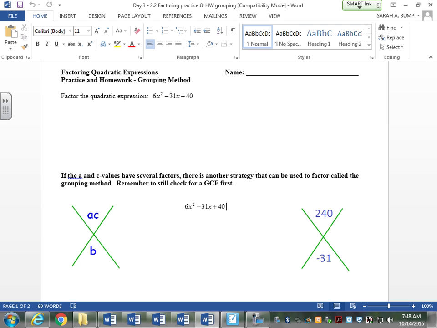You're going to use this method when the A value and the C value have lots of factors and you can't figure out what has to go where. So for example, if we look at this first function, we have 6x squared minus 31x plus 40. Factors of 6 could be 1 and 6 or 2 and 3, because we always start by finding the factors of A, and then the factors of C. So we could have, for factors of 40, 1 and 40, 2 and 20, 4 and 10, or 5 and 8.